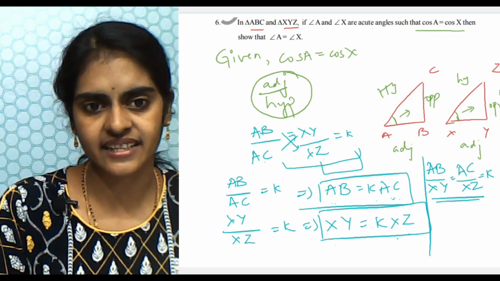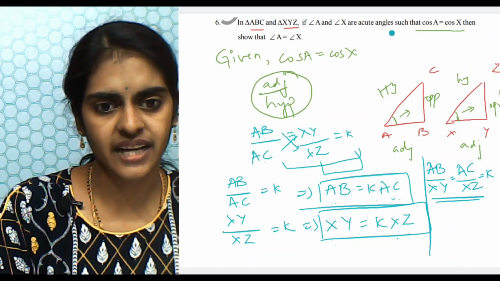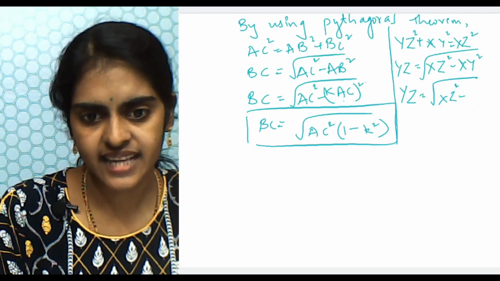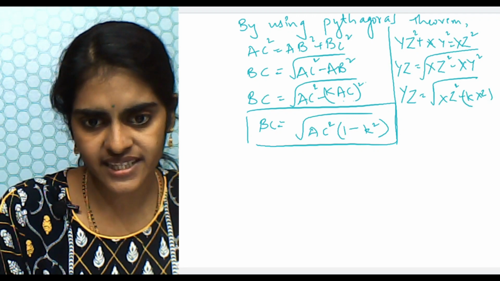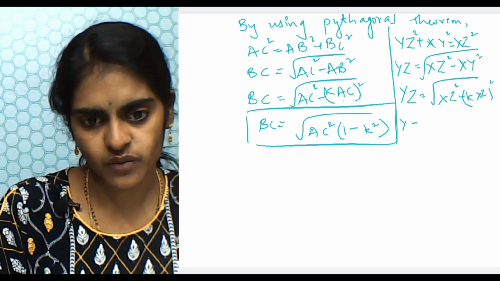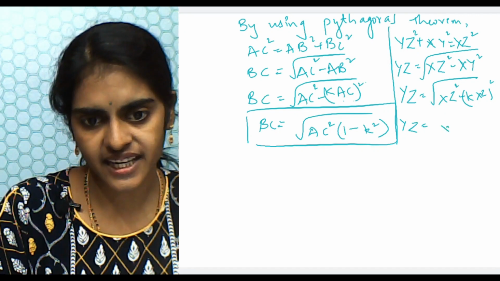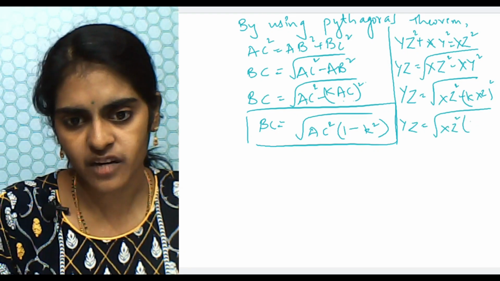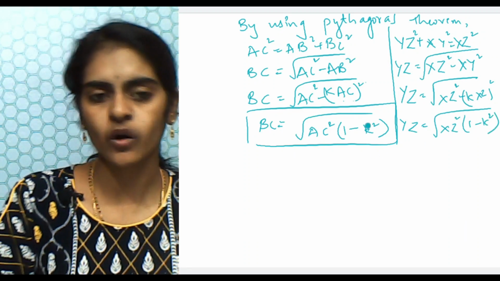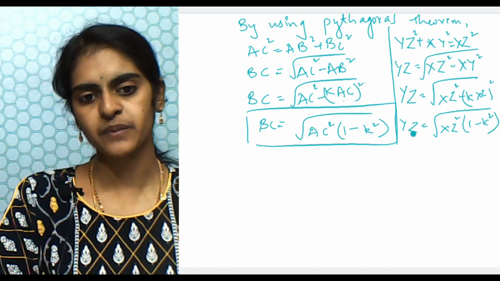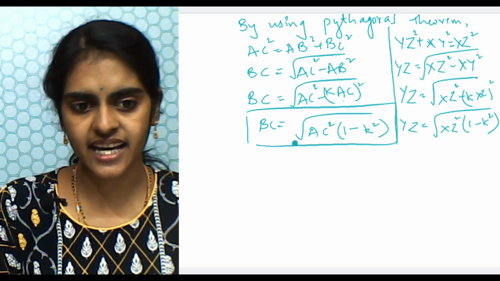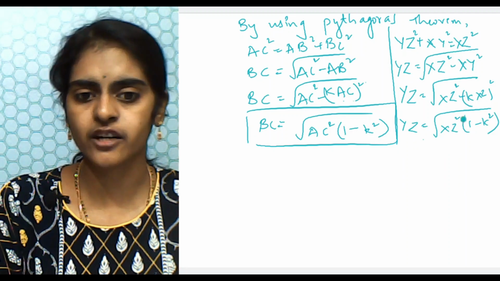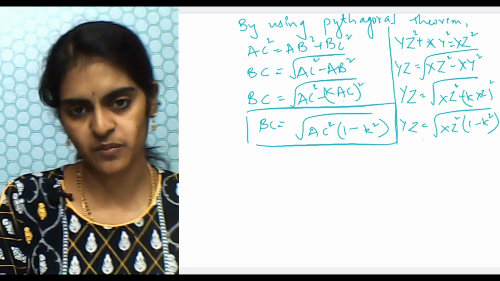XY is kXZ, isn't it? So let me write it here. This is kXZ square, XY is kXZ. So YZ is equal to, from these two terms I can take XZ square common, so it is under root XZ square multiplied by 1 minus k square. So I have the relation between BC and YZ. BC I have as under root AC square multiplied by 1 minus k square, and YZ I have as under root XZ square multiplied by 1 minus k square.